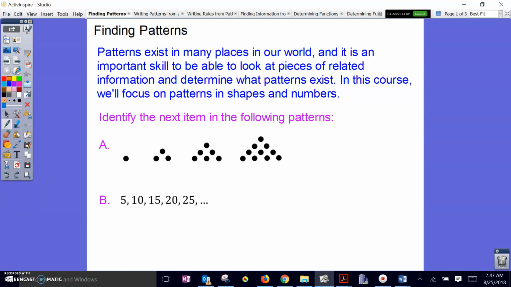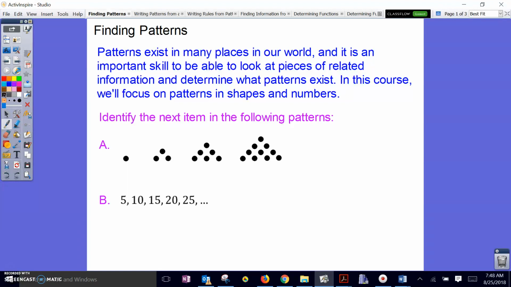In this course, though, we're going to focus on patterns in shapes and numbers. The first example says to identify the next item in the following patterns. And so we look first at part A and look at what you see and try to figure out, what do these items in the pattern have in common with one another, what's different about them.